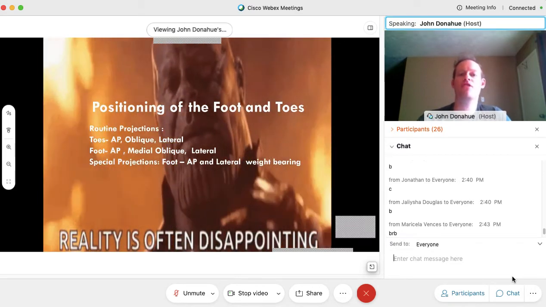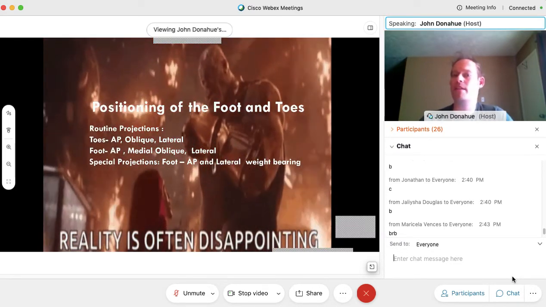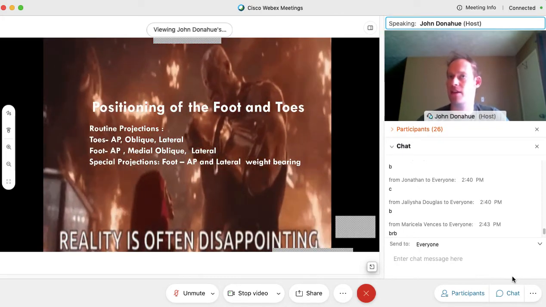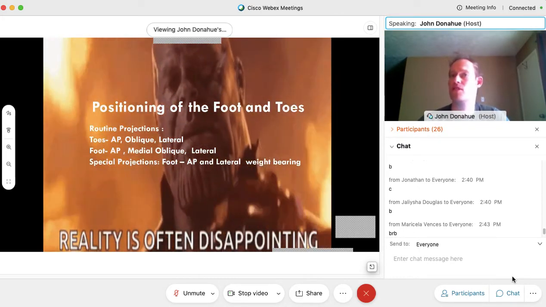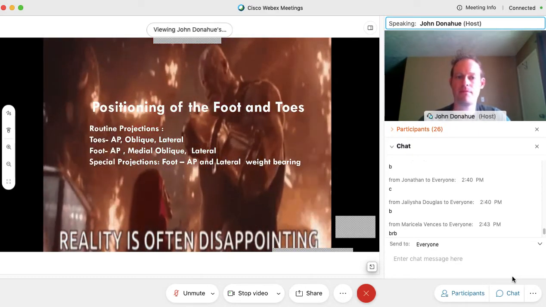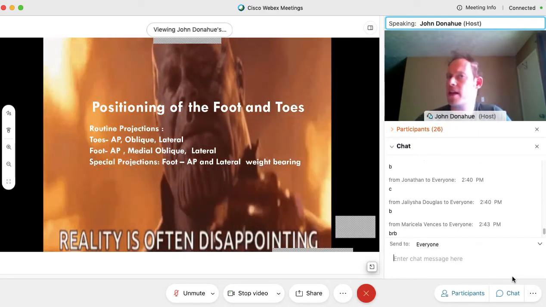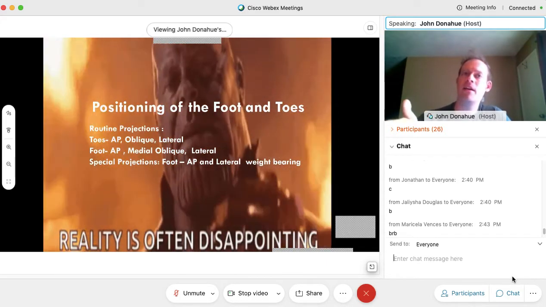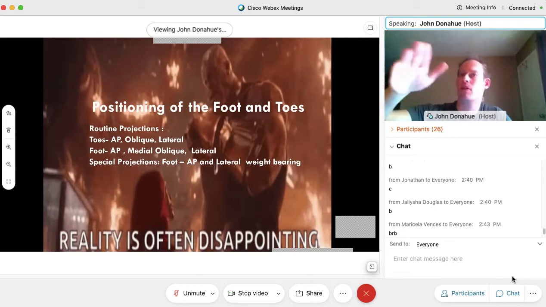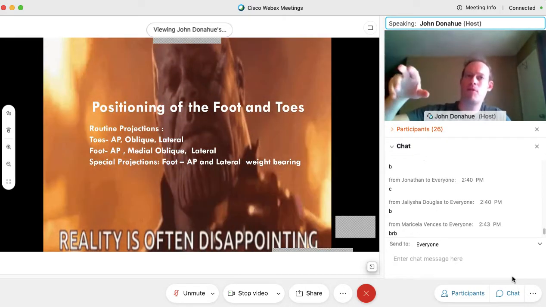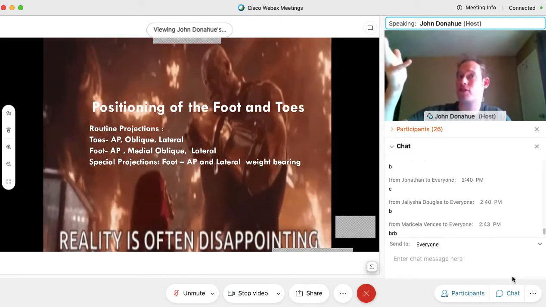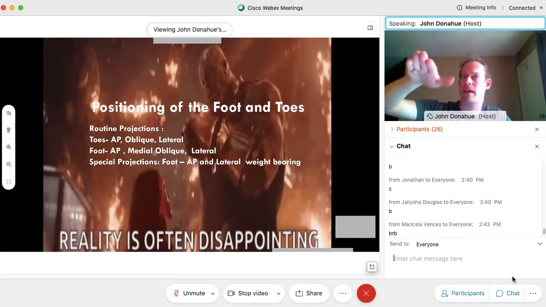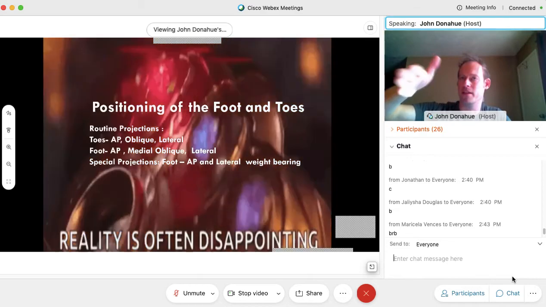And the special projections of the foot would be AP and lateral weight-bearing feet, which essentially means the patient will be standing as we take the x-ray. Weight-bearing refers to standing. Now you'll notice on the toes it says just oblique. The reason for that is depending on what toes we x-ray, you're going to opt for that medial oblique or lateral oblique. For example, the first 3 digits, you would do a medial oblique. The last 2 digits, you would be doing a lateral oblique.